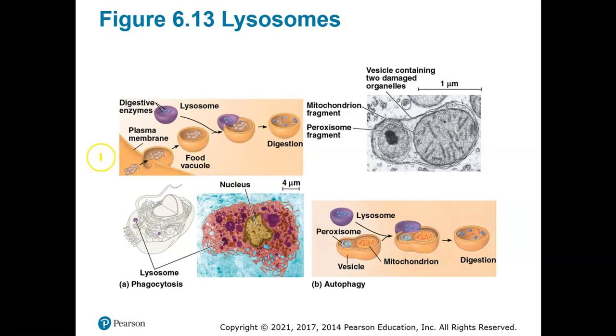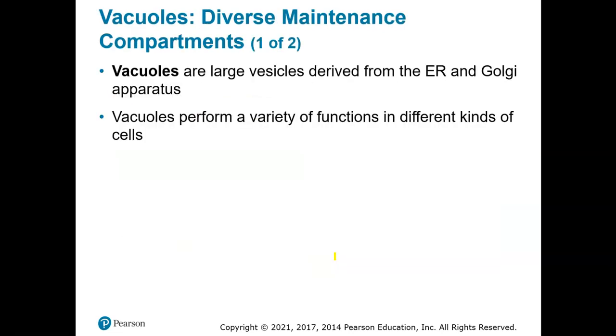So here what you see is, here's the plasma membrane, food coming in through phagocytosis, which is when the plasma membrane pinches off and forms a membrane around the food, and it's called a food vacuole. Then you have the lysosome out here with its digestive enzymes, comes along and fuses with that food vacuole, and the digestive enzymes break down the food. A peroxisome works the same way, but a peroxisome tends to break down fatty acids.